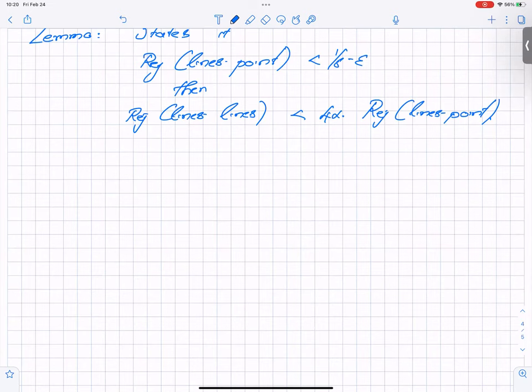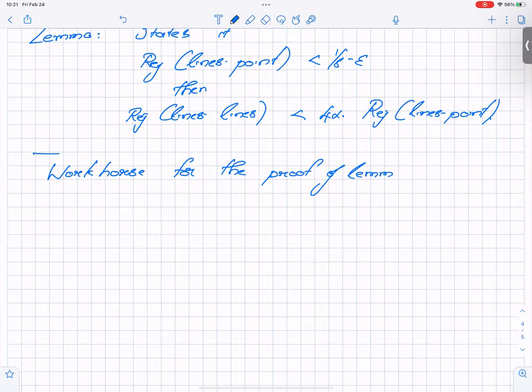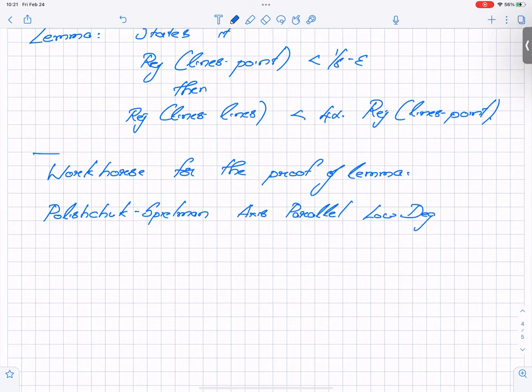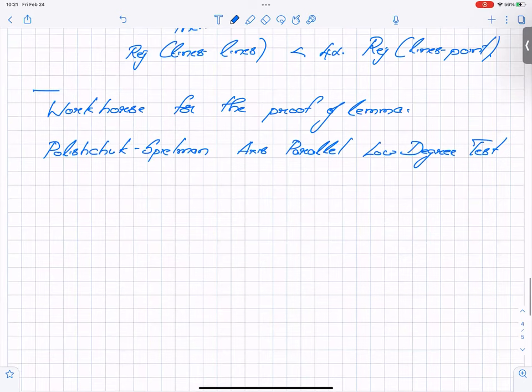So how am I going to go about this? The main workhorse for the proof of the lemma is going to be the Polishchuk-Spielman axis parallel test. And what does that test say? Recall the statement. The statement went something like this.